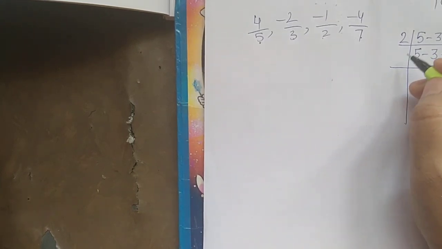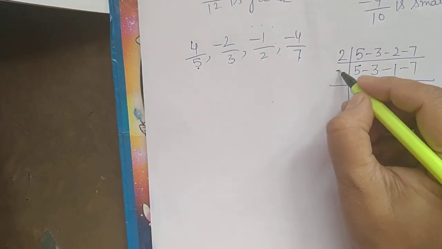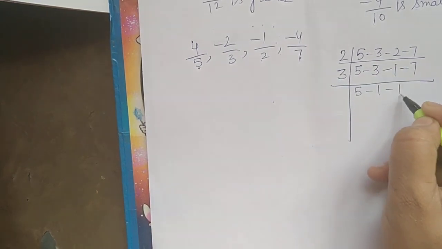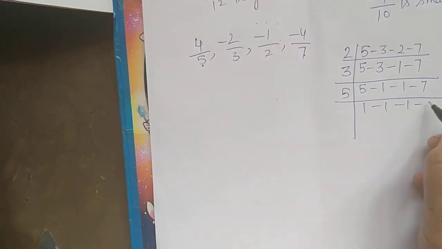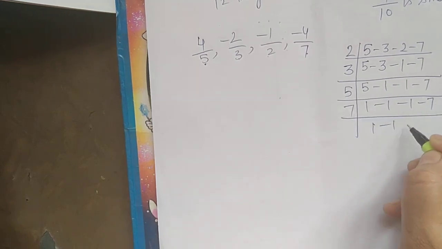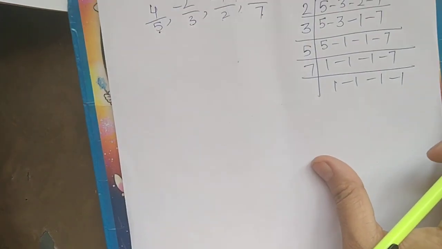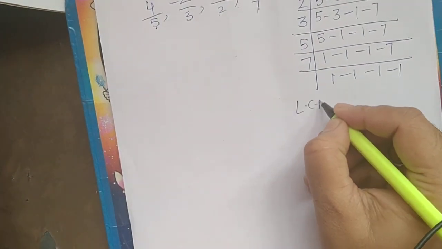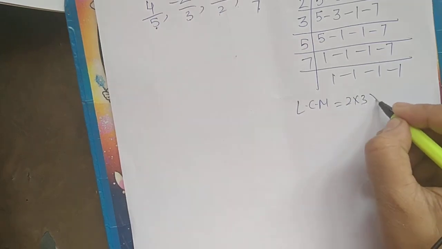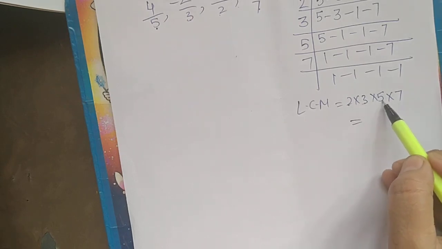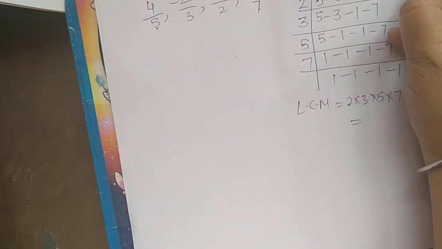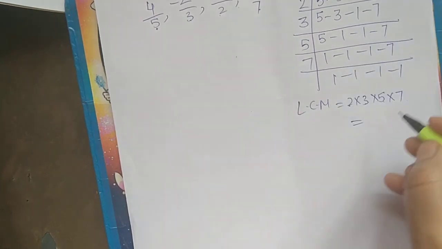Next number is 3. So 5 as it is, 1, 1, then 7. Next divide with 5: 1, 1, 1, and 7 as it is. Then 7 divided by 7 is 1. So the LCM will be 2 multiply by 3 multiply by 5 multiply by 7. Then 3 2s are 6, 6 5s are 30, 30 multiply by 7 is 210. 210 is the LCM.